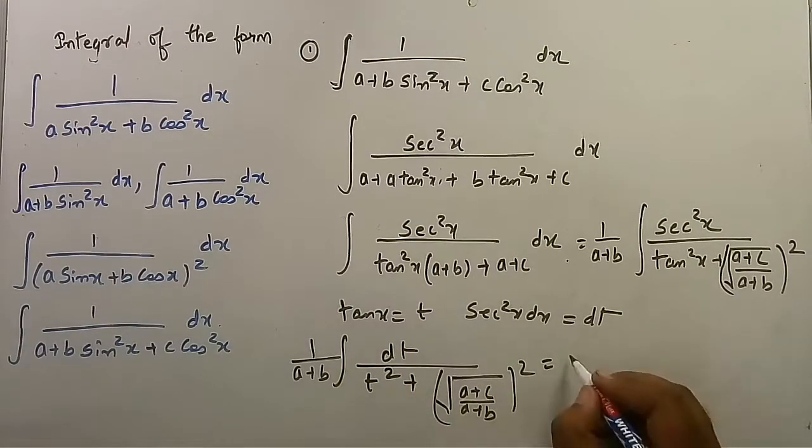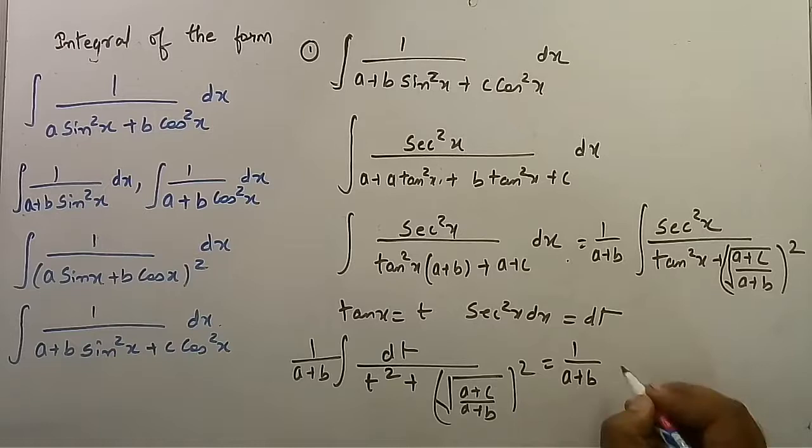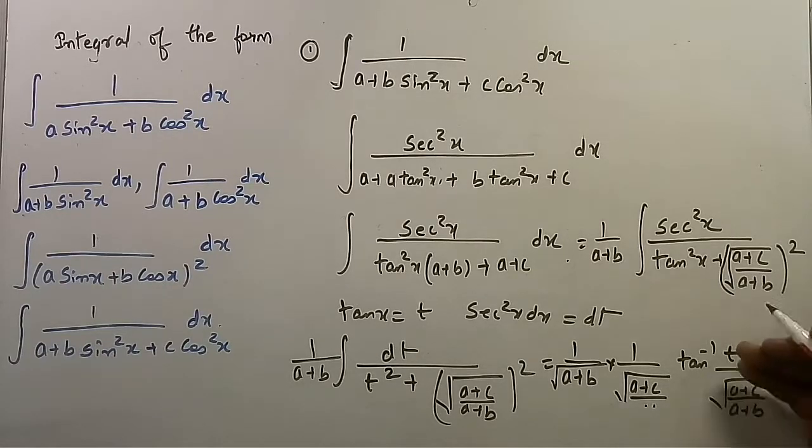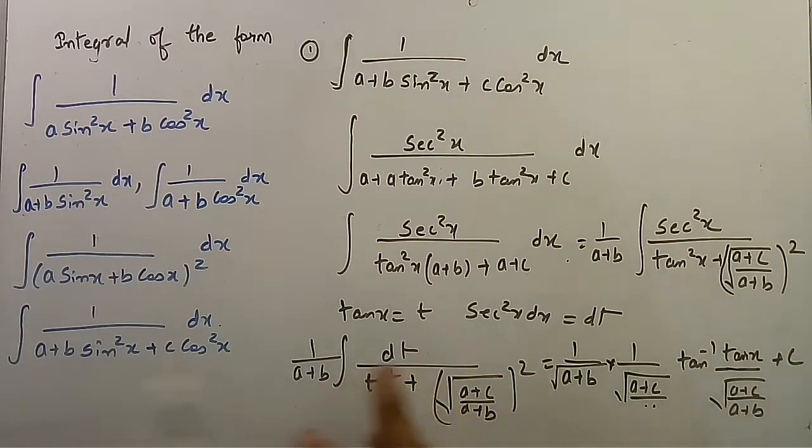After evaluating this integral, we will get 1 by a plus b into 1 by under root of (a plus c) by (a plus b), into tan inverse of t by under root of (a plus c) upon (a plus b), plus c. If we adjust this, we will get the expression in the numerator. And in place of t we write t is equal to tan x. So this is the final value of this integral.